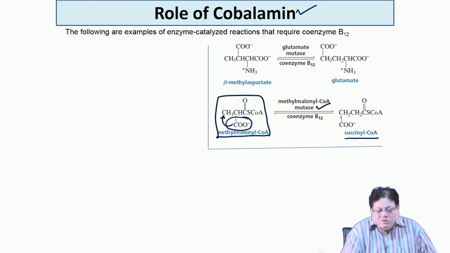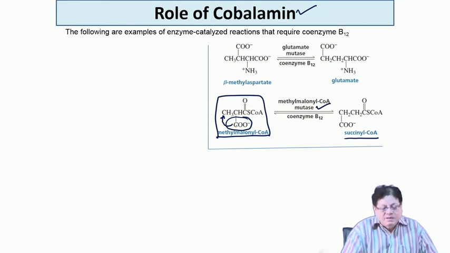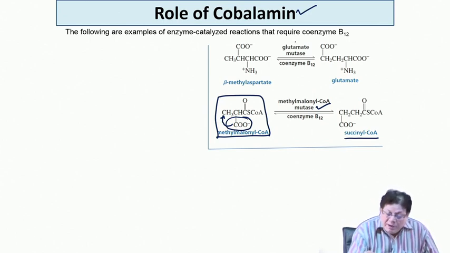So, through this isomerization you get succinyl CoA, because the molecular formula remains the same; only their constitution becomes different. That is a mutase. You can have glutamate mutase.